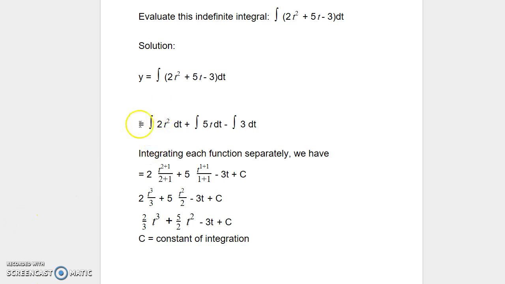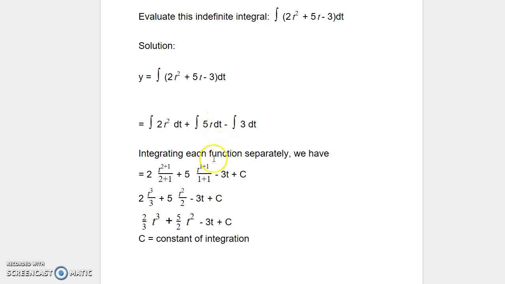For the first part of the problem here, we can use the power rule. For the second part too, we can use the power rule, and for the third part, we can use the constant rule. So when we use the power rule for the first part, since 2 is a constant, we're going to take it outside of the integration process, and when we integrate integral t squared dt, it converts to t to the power of 2 plus 1, the whole thing divided by 2 plus 1, plus in the second part, integral 5t dt, 5 is a constant. We're going to take that outside of the integration process as shown here.